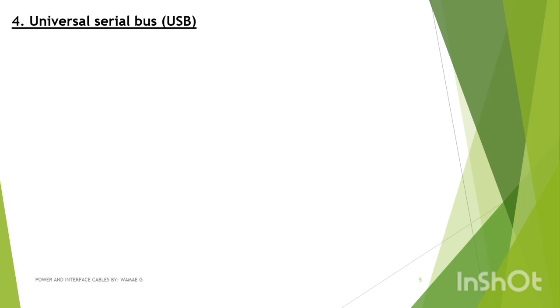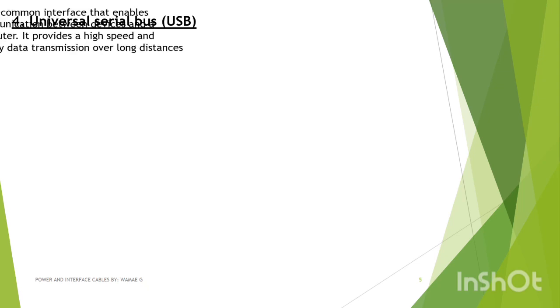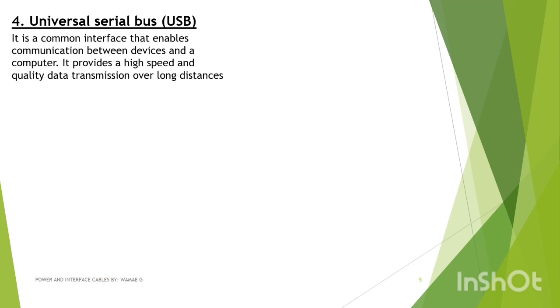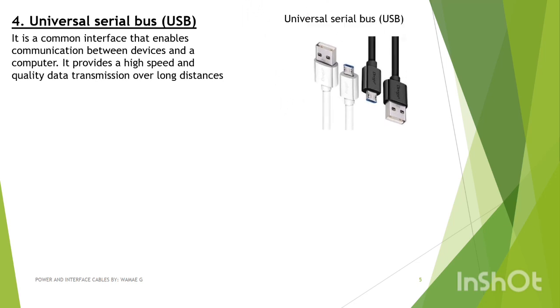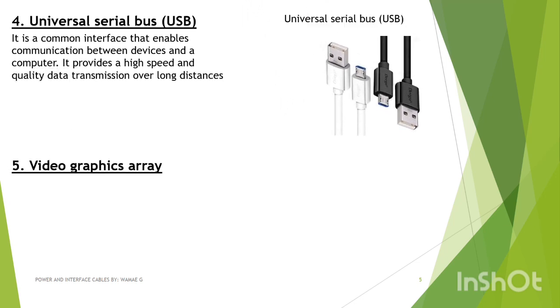Number 4, we look at the universal serial bus, commonly known as USB. It is a common interface that enables communication between devices and a computer. It provides high speed and quality data transmission over long distances. Let's see the photo of a USB. You can see it's a bit unique. Actually, you are conversant with those USB cables.